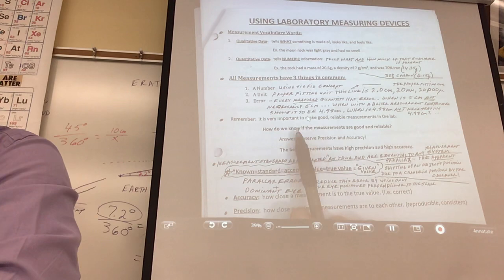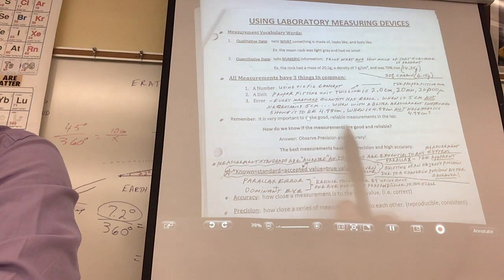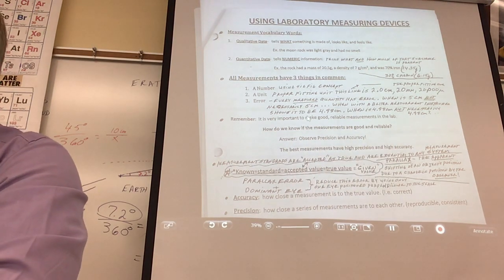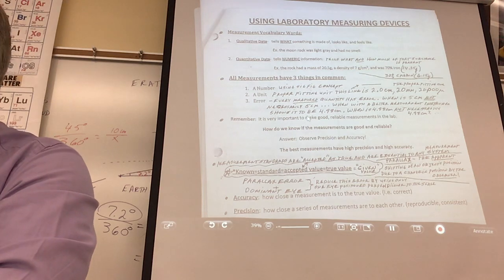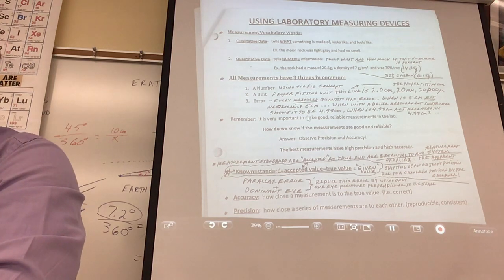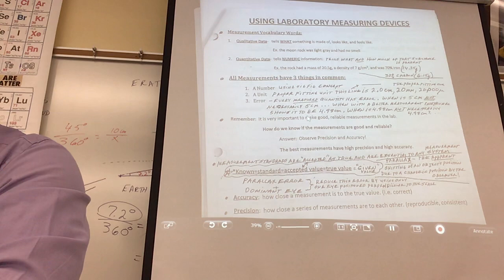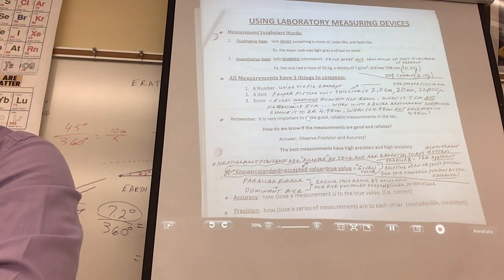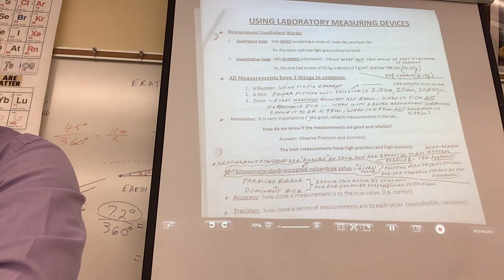Okay, remember it's very important to make good, reliable measurements, because you'll find out later in this class you're going to make graphs. You're going to graph your data, and you're going to find maybe the slope. If it's a straight line, you find the slope, and that slope is the number we're looking for. If you have bad data, you have a bad graph, bad slope. Everything's messed up. You get it? I want you to be good at measurement.